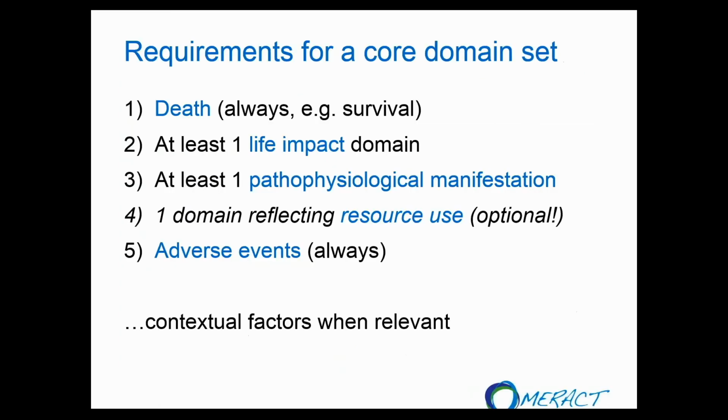So, in a summary, requirements for a core domain set: it's death, at least one life impact domain, at least one pathophysiological manifestation, optional one domain reflecting resource use, and then adverse events, always, because that's mandatory.